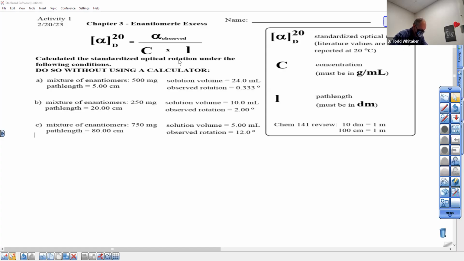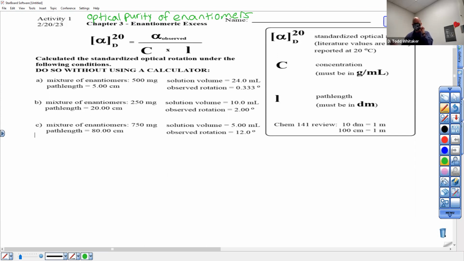Ladies and gentlemen, we forgot a very important topic from chapter 3 that we're going to cover now. It's called enantiomeric excess, and it's a measure of optical purity of enantiomers.